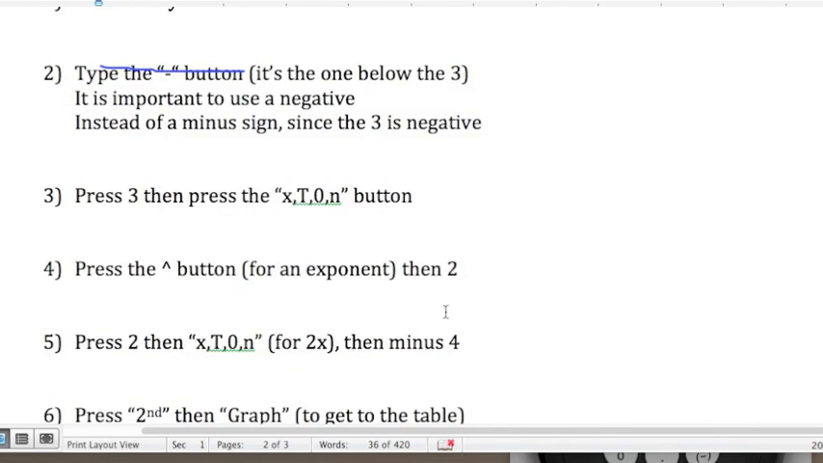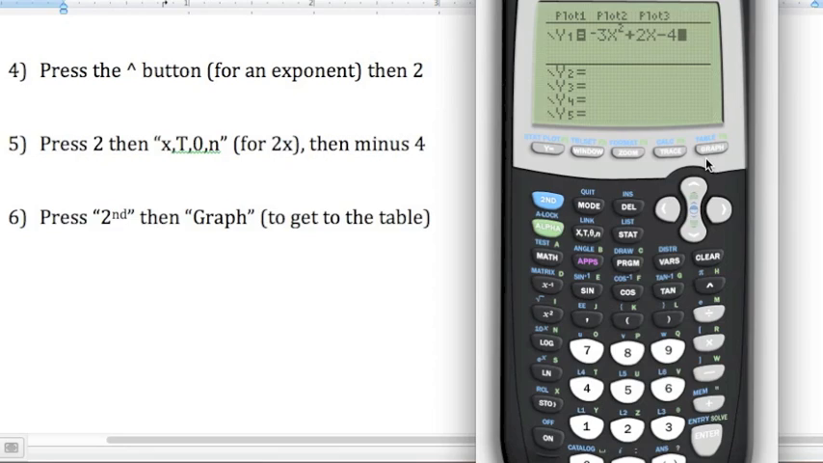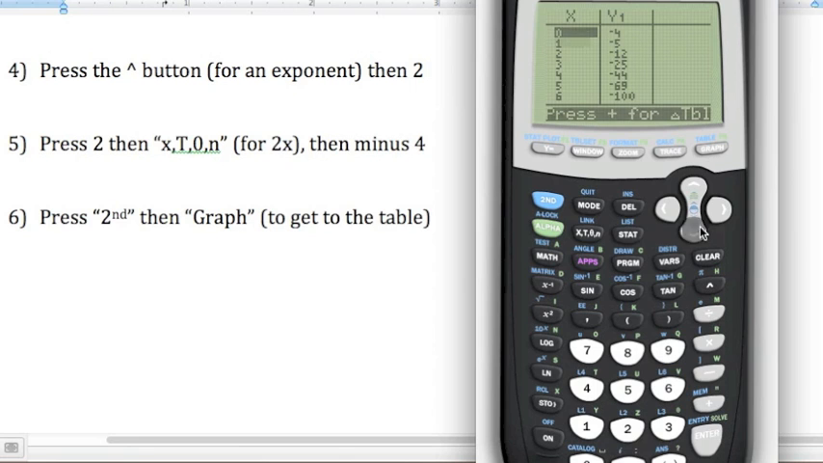Once we have the equation in the calculator, all we need to do is press second, which is the button in the top left-hand corner of that keypad, and then hit graph. And there you go, you have created a table using the TI-84.